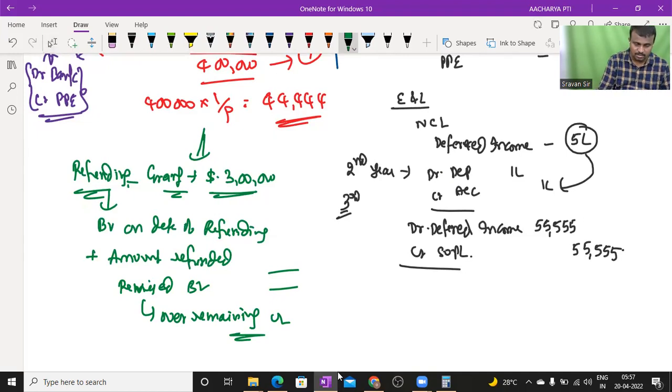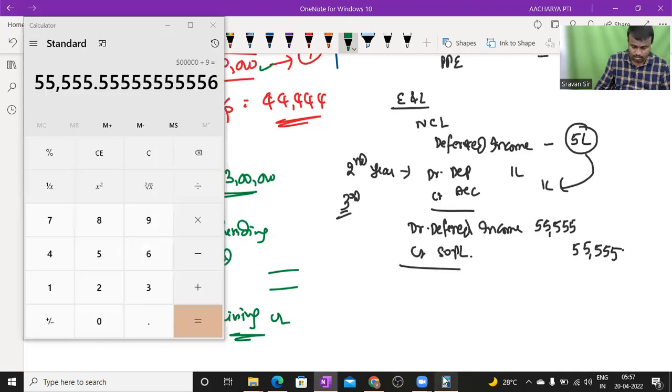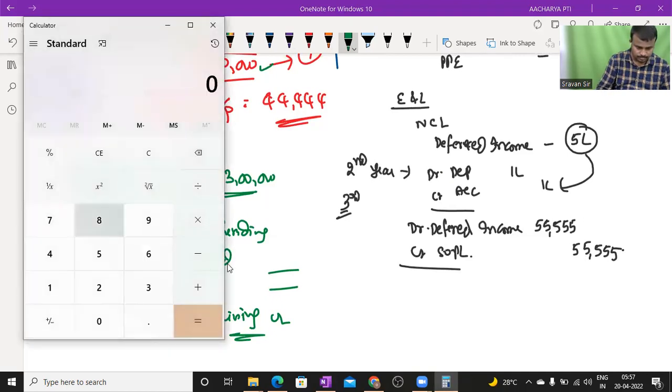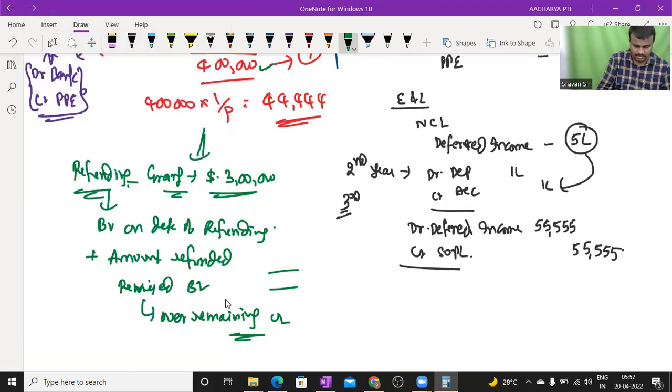And then what is the book value? So 4 lakh minus 44,444, which is 3,55,556. The amount refunded is 3 lakh, then 6,55,556. Out of 10 years, 2 years are completed. Then remaining how many years? 8 years. This is allotted over 8 years.